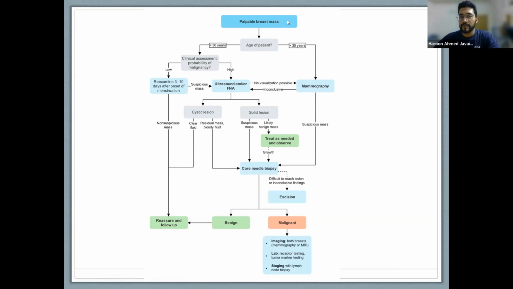Now, if there is no palpable mass, it is just screening, then what would you do? You'd only do mammogram for greater than 40 years old, okay? This is symptomatic, that's why it's 30 years old, don't be confused. And if you are suspecting breast cancer in someone who is less than 30 years old or 40 years old, you would go for an ultrasound. But in that case, it is diagnostic, not screening, okay?